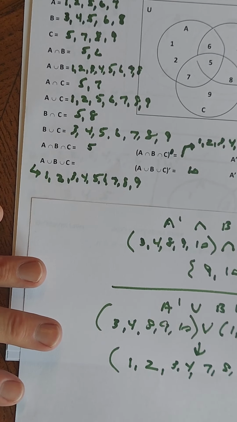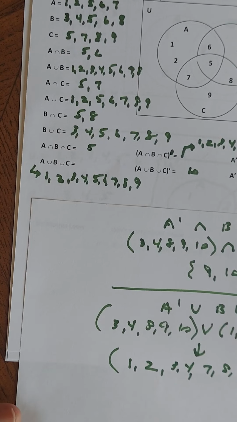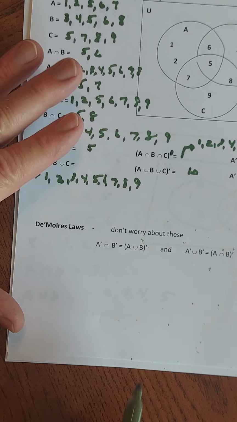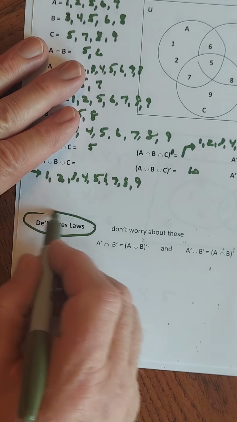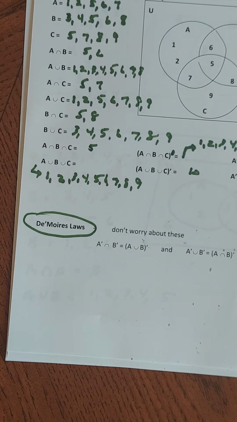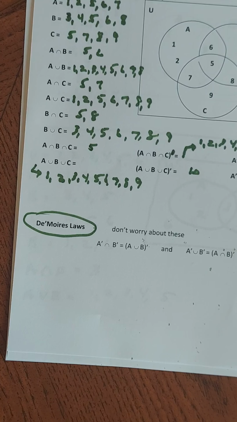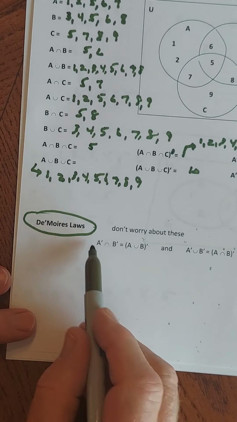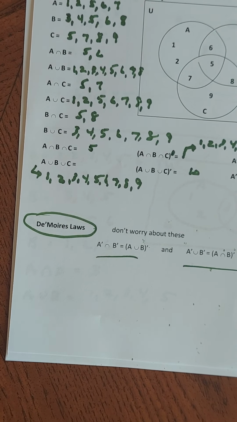Okay, last comment. Somewhere in your book, it starts talking about de Moivre's laws. De Moivre was a French mathematician. Obviously, from the name, it looks French, doesn't it? And they start talking about it, and there's 2 rules. Okay, don't worry about those.